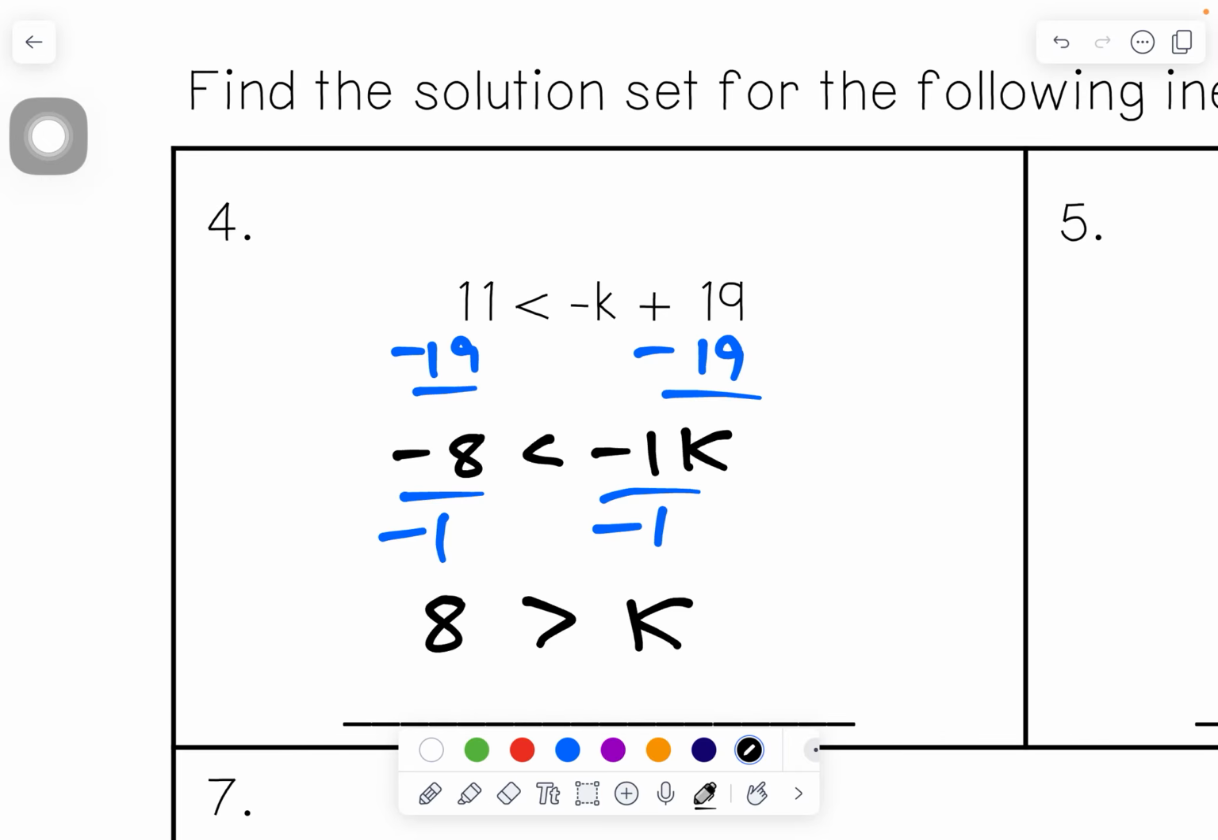Okay, now I don't like it written like that. I prefer it to be written in order left to right with the variable first. So if I do that, I have to flip everything. So k is less than 8.